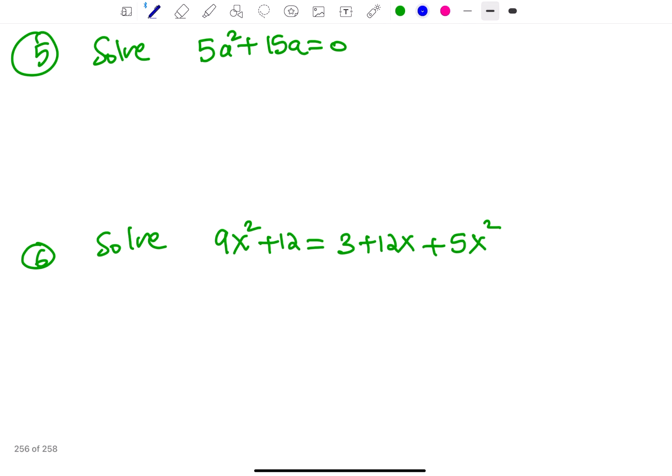Another example, this is a binomial, but it looks like we do have a GCF here. 5a is a GCF, a plus 3 equals 0. Now, the product of two terms is 0. One of them must be 0.